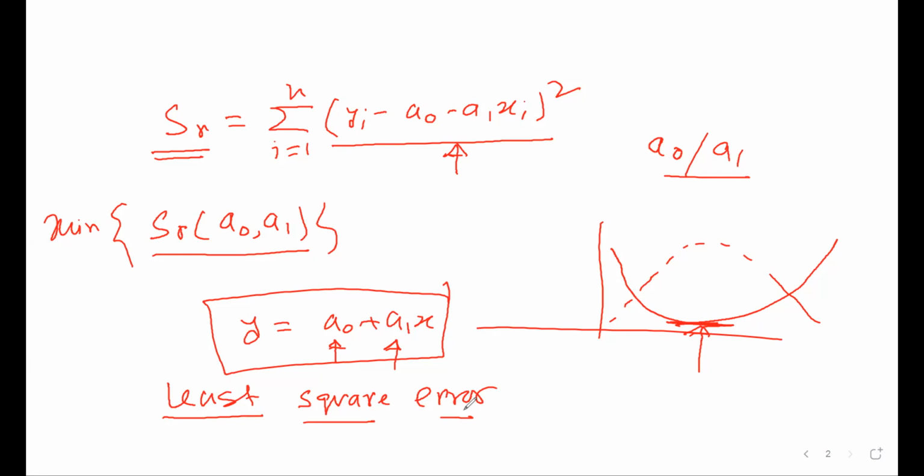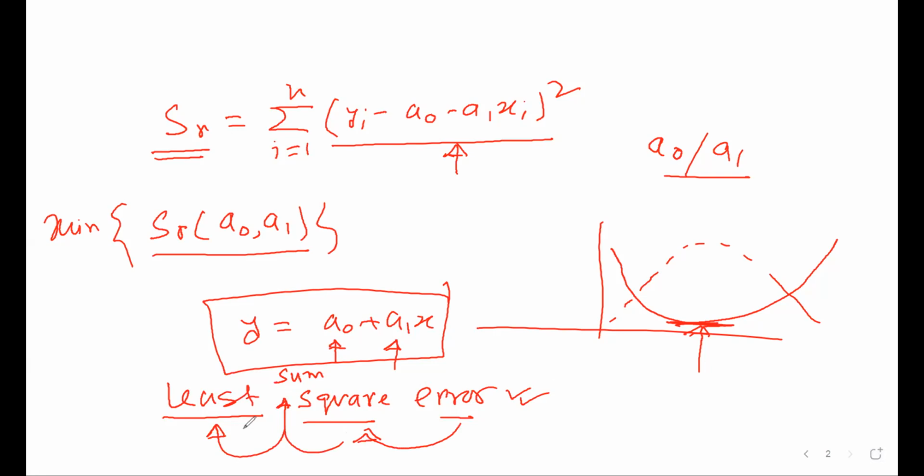That means our calculation procedure is something like this. We have to calculate the error first, then square it. Least sum square error: we square it, then we sum it, then we make it minimum. In this way we can proceed in determining the values of A0 and A1.